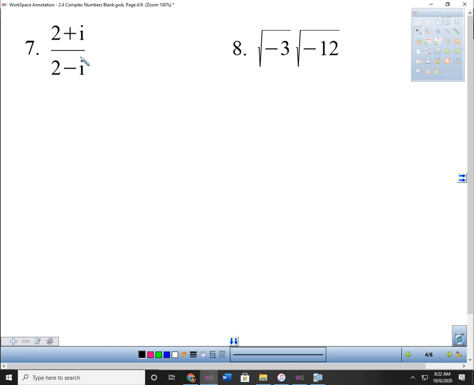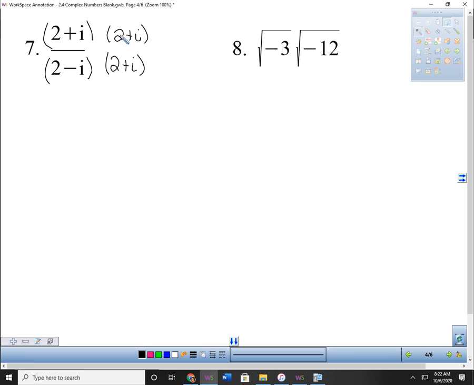All right. So if I wanted to work this one out, I'm going to look at the bottom, and I see that I have an i, and that's unacceptable. So I'm going to multiply by the conjugate, which would be 2 plus i. So I'm going to do that on top, and I'm going to do that on bottom. So I have all of this times the bottom, all of this times it.